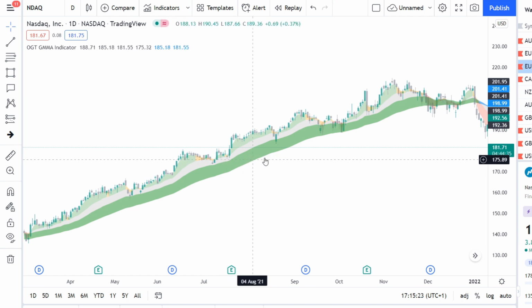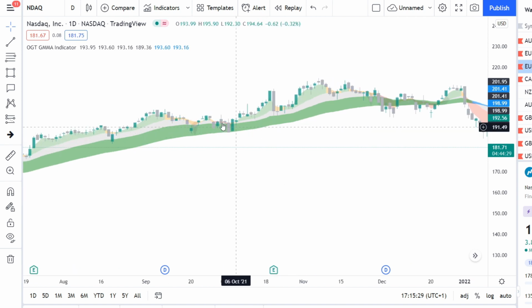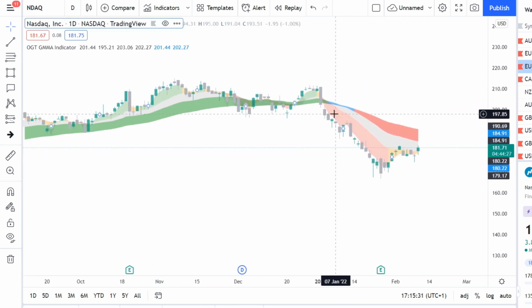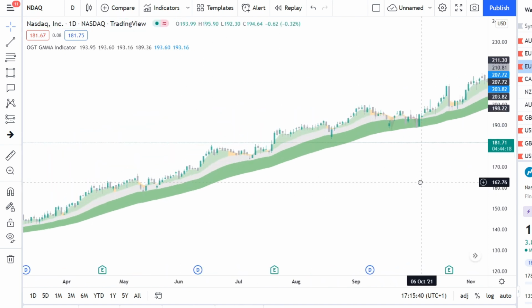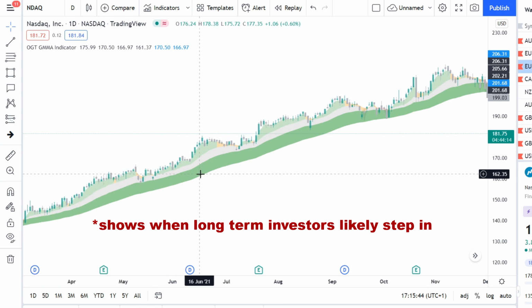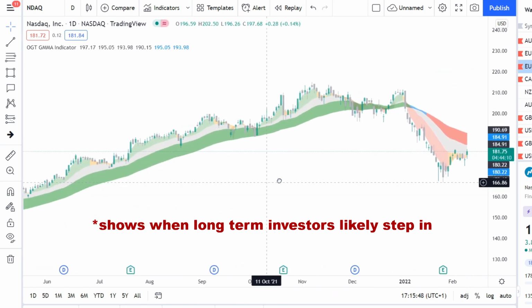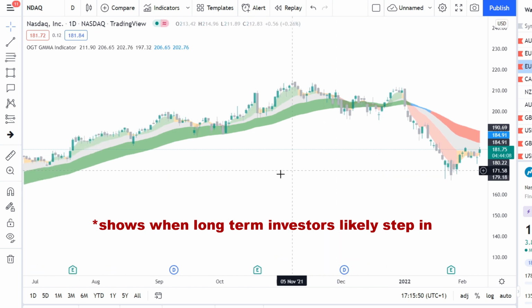Over here we see green clouds, light green, and yellow clouds. It's hard to see, but this is red. Over here we also see this is kind of pink, and again red and blue. So what does this mean? This indicator basically shows what the long-term trend is and what the short-term trend is, based on multiple moving averages.